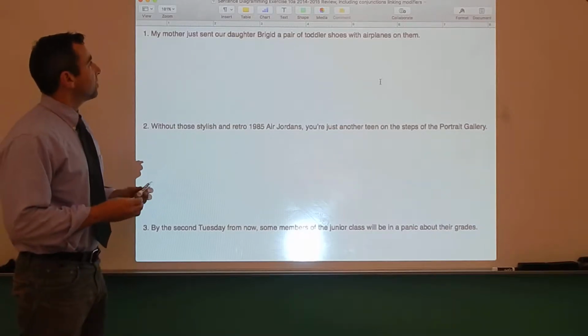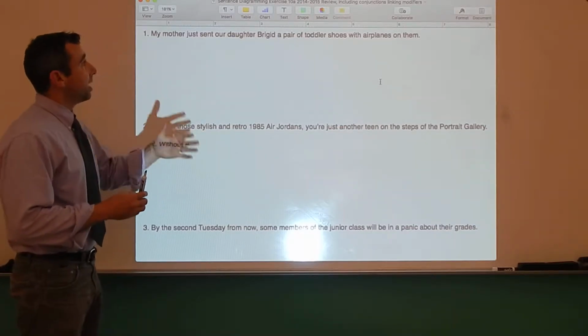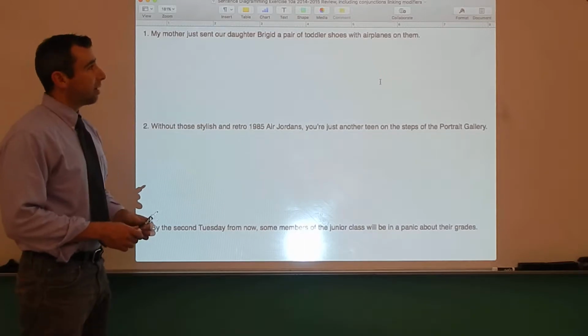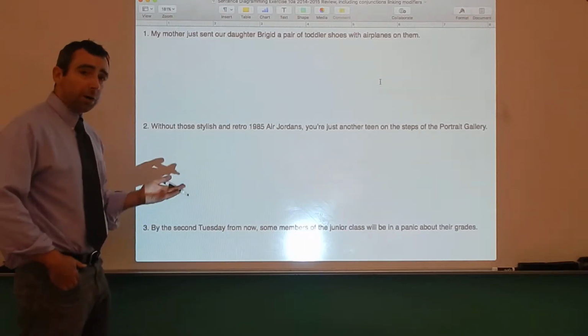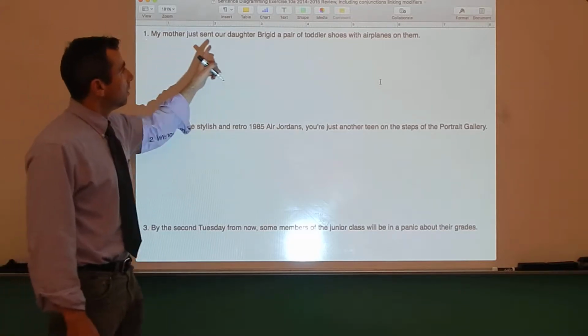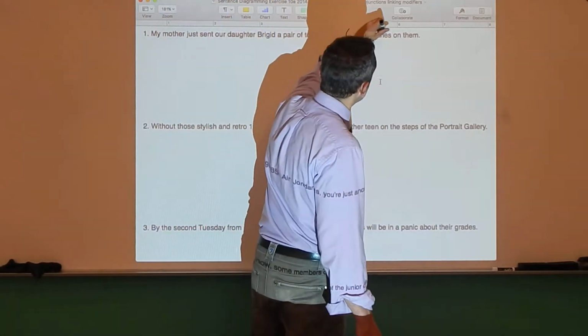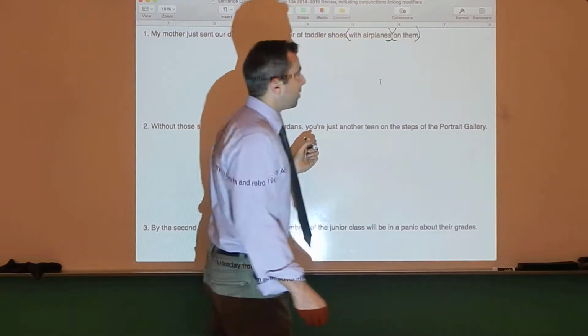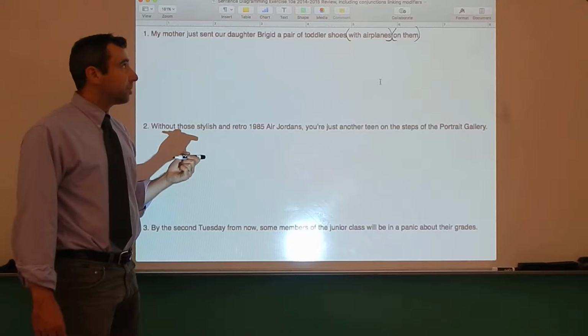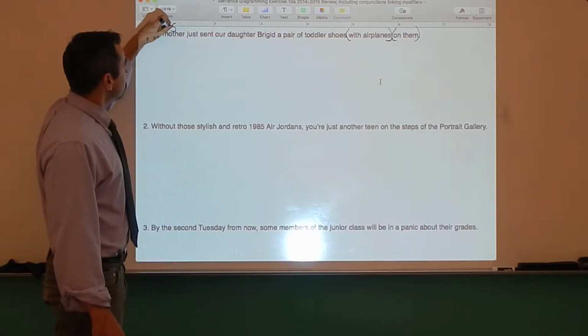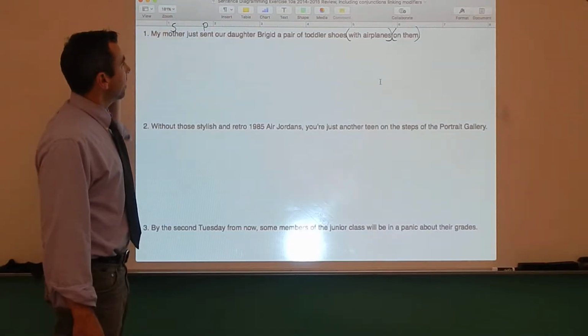Okay, so first sentence: my mother just sent our daughter Bridget a pair of toddler shoes with airplanes on them. The first thing we're going to do is parenthesize prepositional phrases. With airplanes is a prepositional phrase, on them is a prepositional phrase. Next, the subject and predicate. Mother is the subject, sent is the predicate.